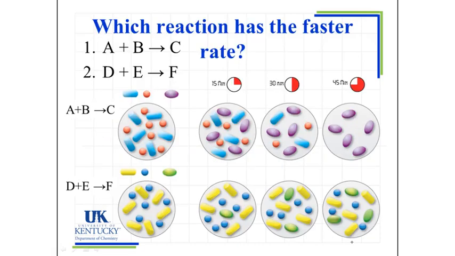Okay, now I've got two different reactions. The one we've been looking at, A plus B going to C, and D plus E going to F. Now I want you to look at these images and tell me which one of those reactions is faster.